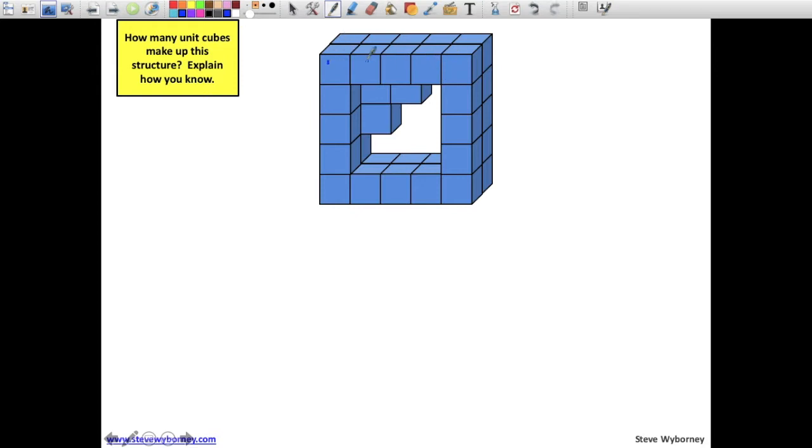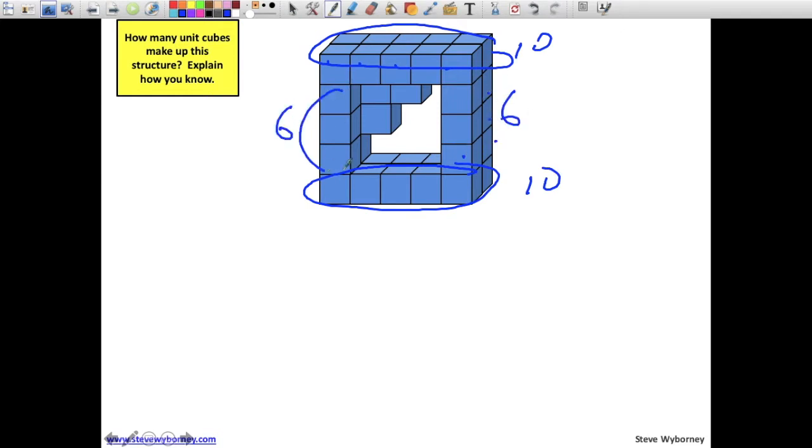Let's see, 2, 1, 2, 3, 4, 5. So I know there's 10 here. There's 10 here at the bottom, right? So that's a group 10 and 10. And the sides is 1, 2, 3, 4. There's 6 here. And obviously there's 6 on that side, right? So I do 10, 10, 6, 6, and then these 3, and then that group of 3. And that's how I would group them.